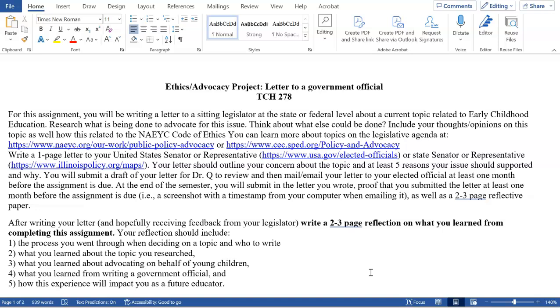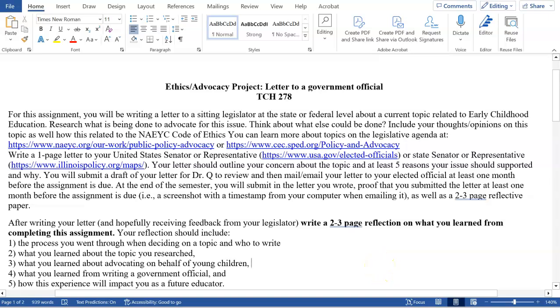this week. The first thing to note is that you won't submit your draft of this for probably about a month and a half. So I know that this is very early, but I wanted you to have this information again because it aligns with the module for this week, and also so you can start thinking about the topic and working on your letter to send to your senator or representative.